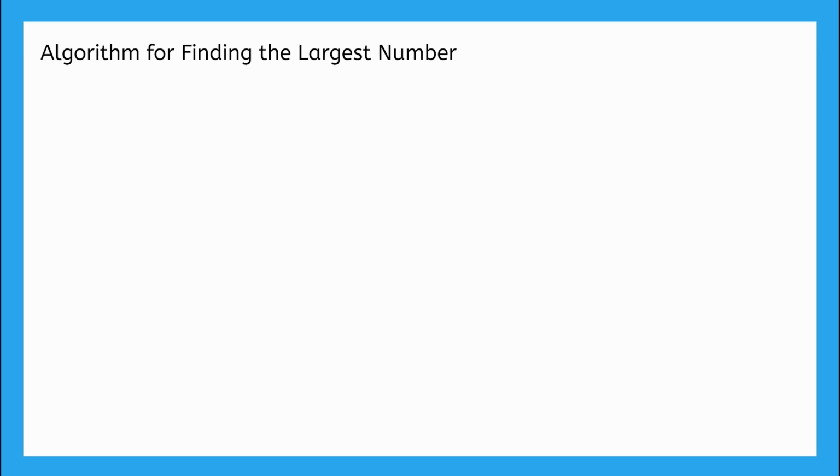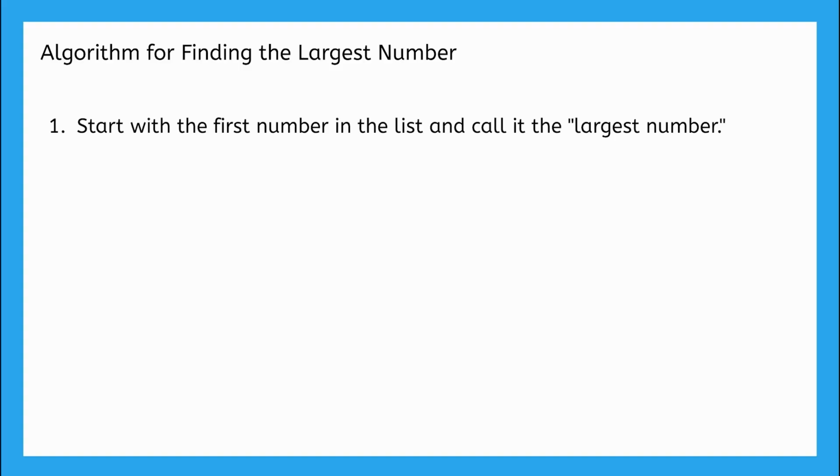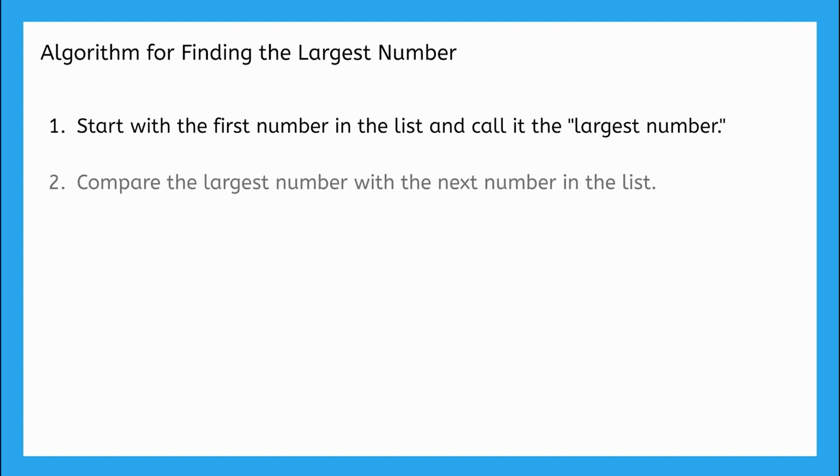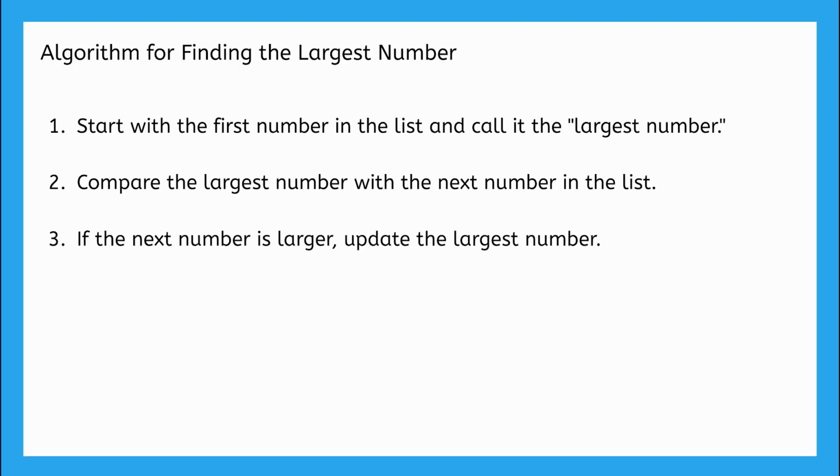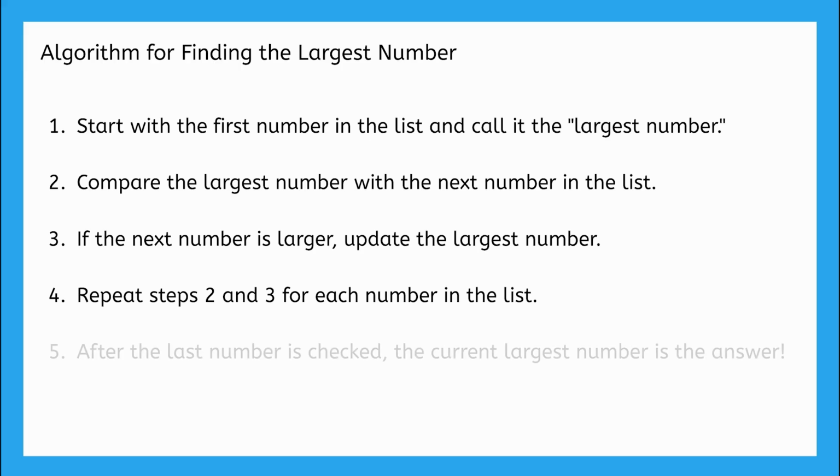Let's review the steps we completed now that we understand the algorithm. Start with the first number in the list and call it the largest number. Compare the largest number with the next number in the list. If the next number is larger, update the largest number. Repeat steps 2 and 3 for each number in the list. After the last number is checked, the current largest number is the answer.